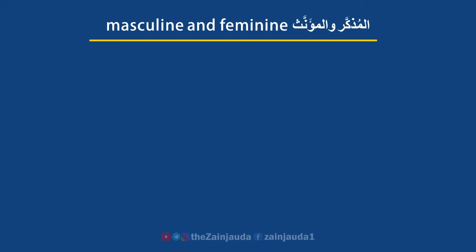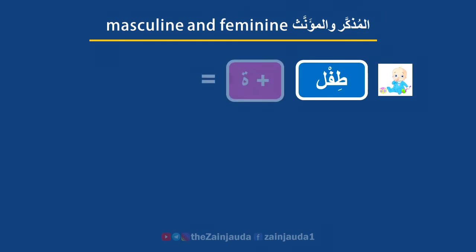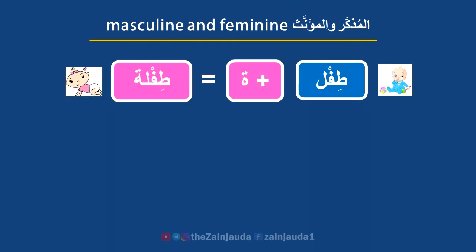Now let's see how to derive a feminine word from masculine by adding ta al-ta'nith al-marbuta. Deriving feminine nouns from masculine ones by adding ta al-ta'nith al-marbuta is too simple. It is only done by adding ta al-ta'nith al-marbuta at the end of the masculine word. For example, tifl plus ta al-ta'nith al-marbuta becomes tifla. There are only 2 important nouns to consider in this concern.